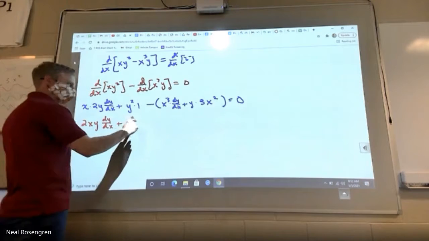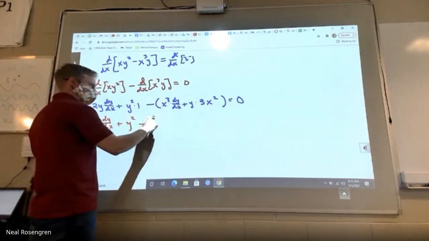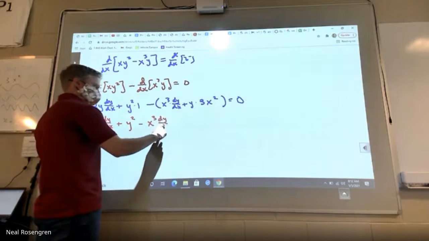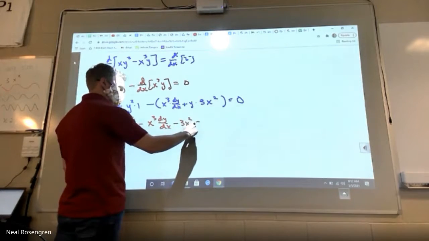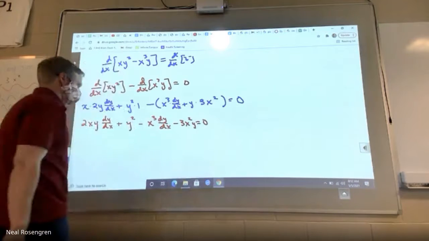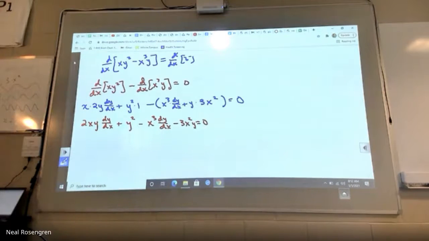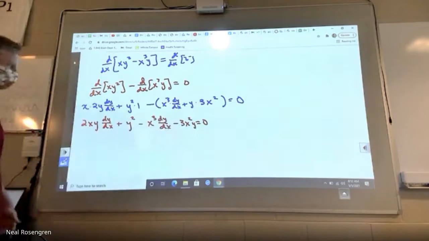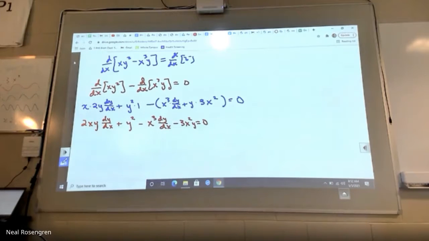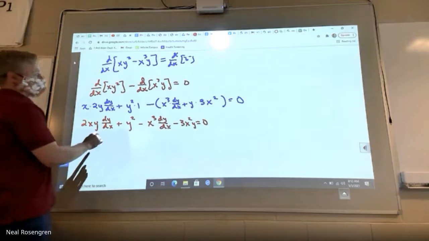Take a step to clean it up. Not a bad idea. See any like terms? Usually not, but sometimes we get lucky. Like terms, cover up your coefficient, see if everything's exactly the same. I don't have anything exactly the same. Nothing I can put together, so time to start solving for dy dx.